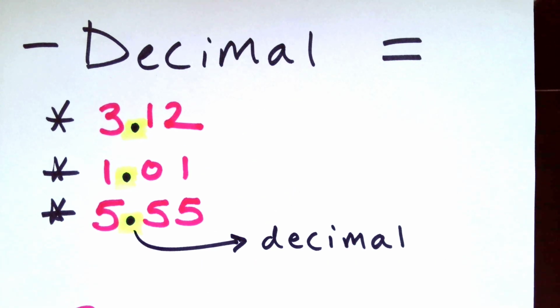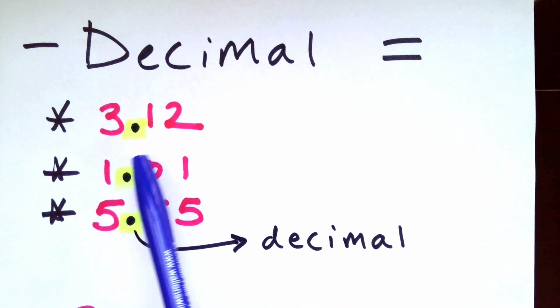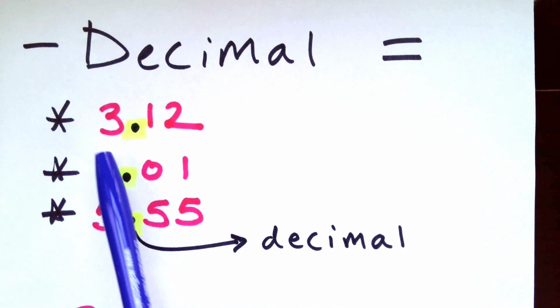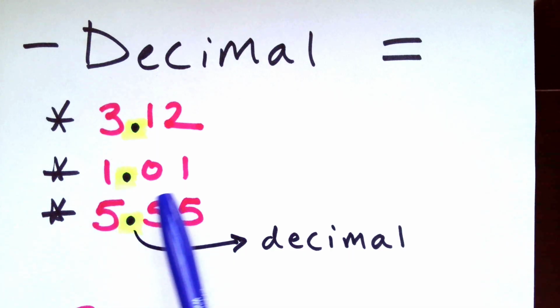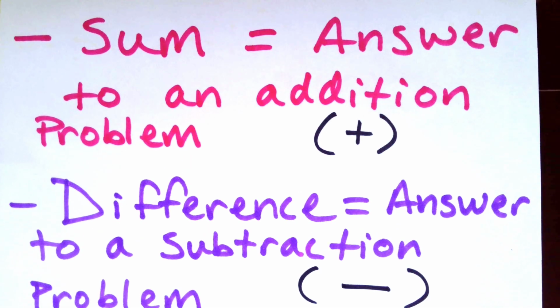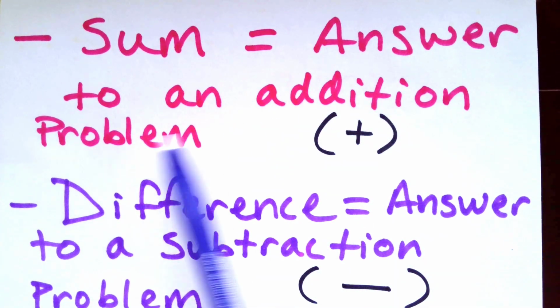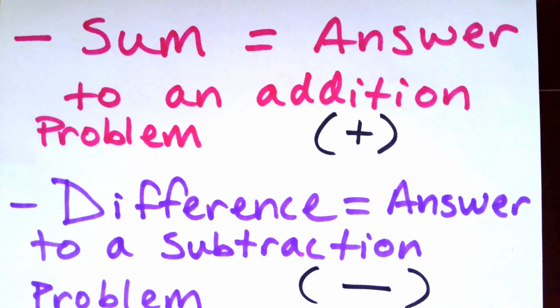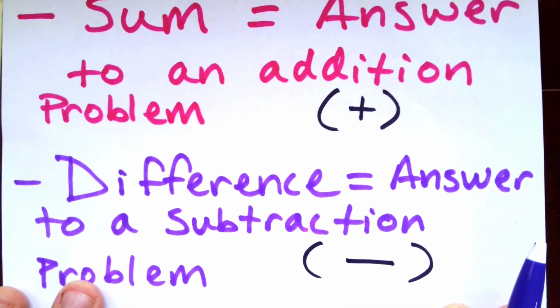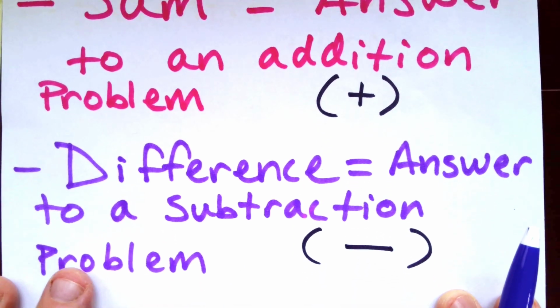Decimals, right? What is a decimal? Well, the value here between these numbers is a decimal. 3.12, 1.01, 5.55. These are examples of decimals. Sum is the answer to an addition problem. Difference is the answer to a subtraction problem.